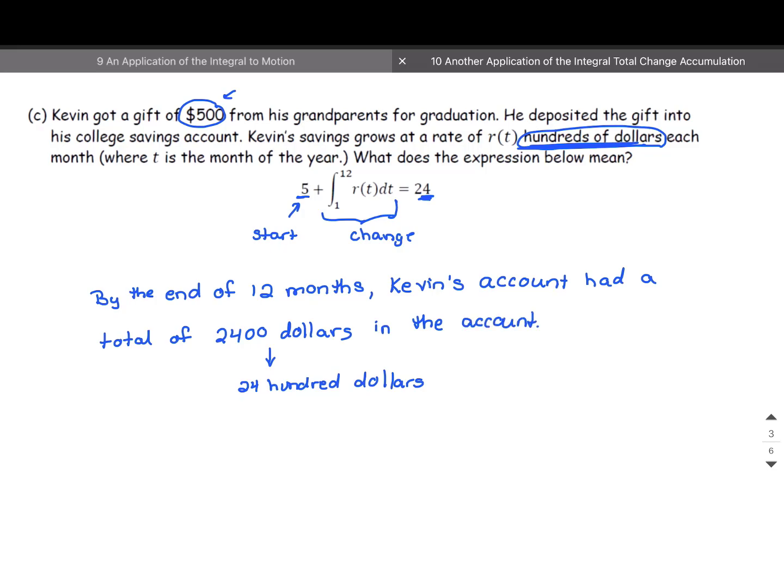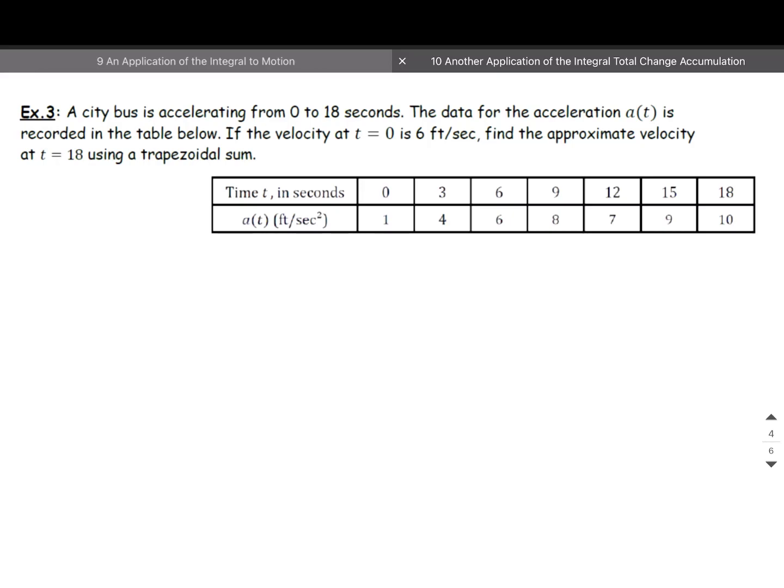Okay, good. Now we're going to look at some of these total change problems, and of course we're going to look at them numerically, graphically, and analytically. So here's a numerical problem first. A city bus is accelerating from 0 to 18 seconds. The data for the acceleration A of t is recorded in the table below. If the velocity at t equals 0 is 6 feet per second, that means v of 0 equals 6 feet per second. Find the approximate velocity at t equals 18 using a trapezoidal sum.